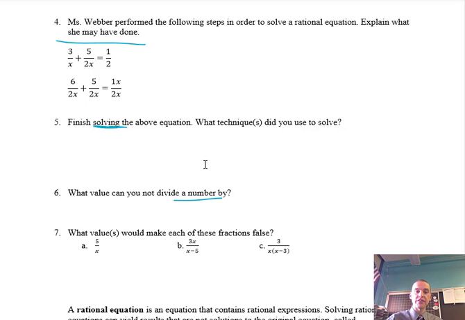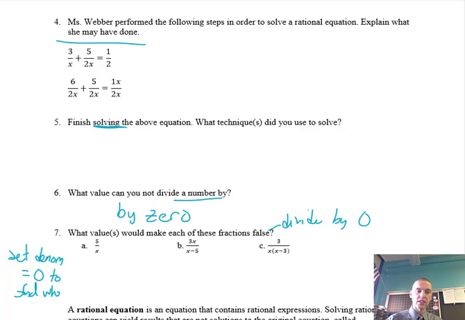What value can you not divide by? And then, well, let's just talk about that. What value you cannot divide by? You cannot divide by 0. So it says here, what value would make each of these fractions false? Meaning, you divide by 0. So all you're going to do is set the denominator equal to 0 to find where the fraction is undefined. So when I say false, it's really saying where these fractions are undefined, which means it cannot happen.